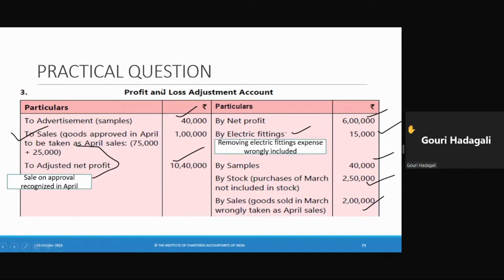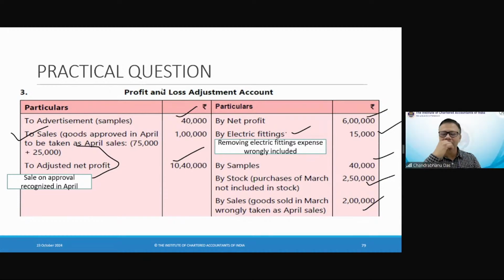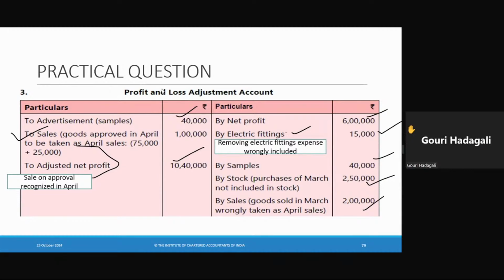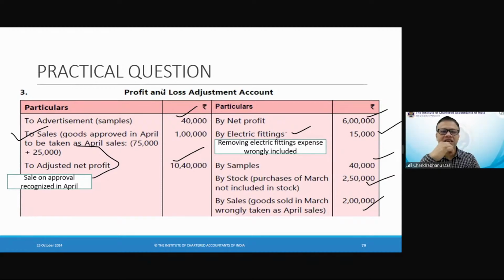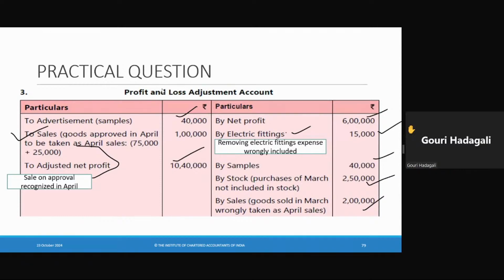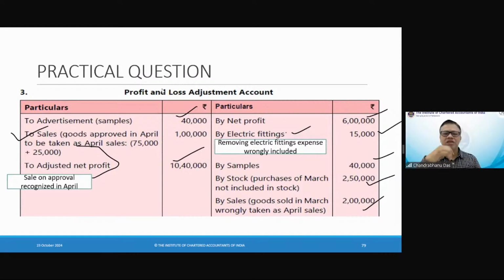I'm not understanding profit and loss adjustment account, sir. Yes, what happened? I'm not understanding, sir. I cannot hear you. Please be clear. What is your question? I'm not understanding profit and loss account, sir. Which one? The whole thing? Okay, you're not understanding the whole thing.